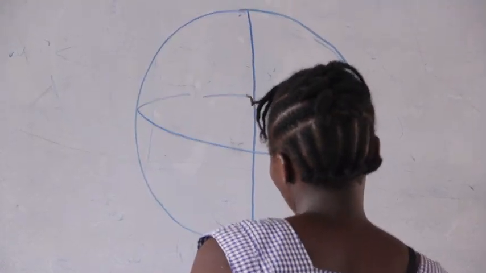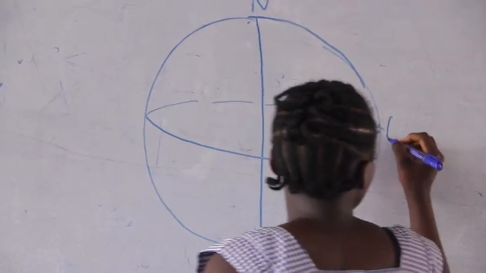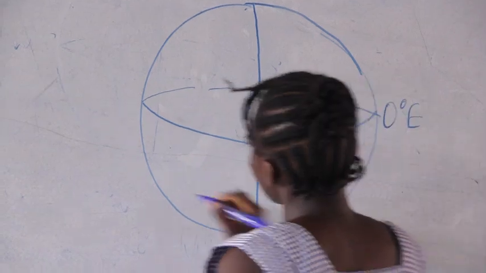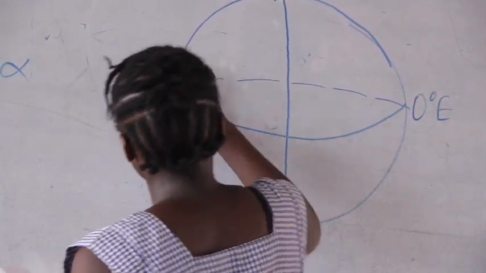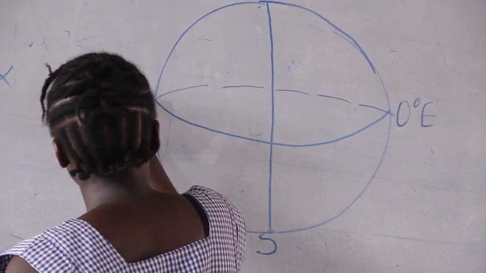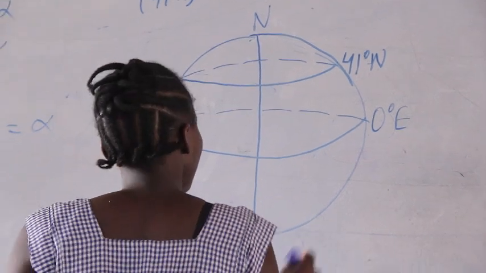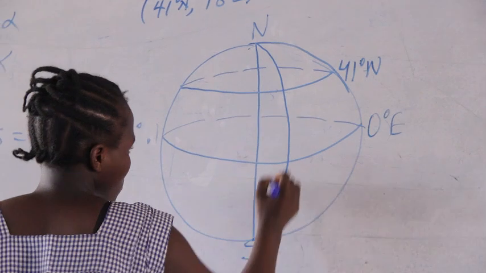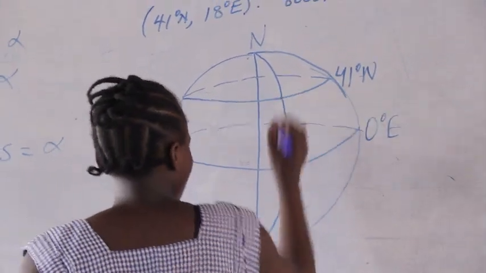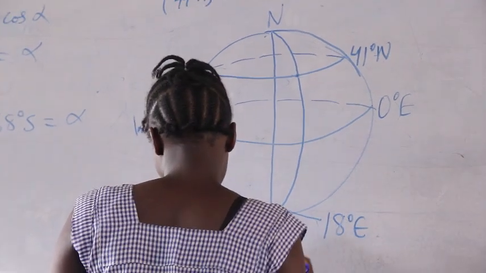Label your diagram. North, south, east, west. 0 degree. East. Locate your point A.